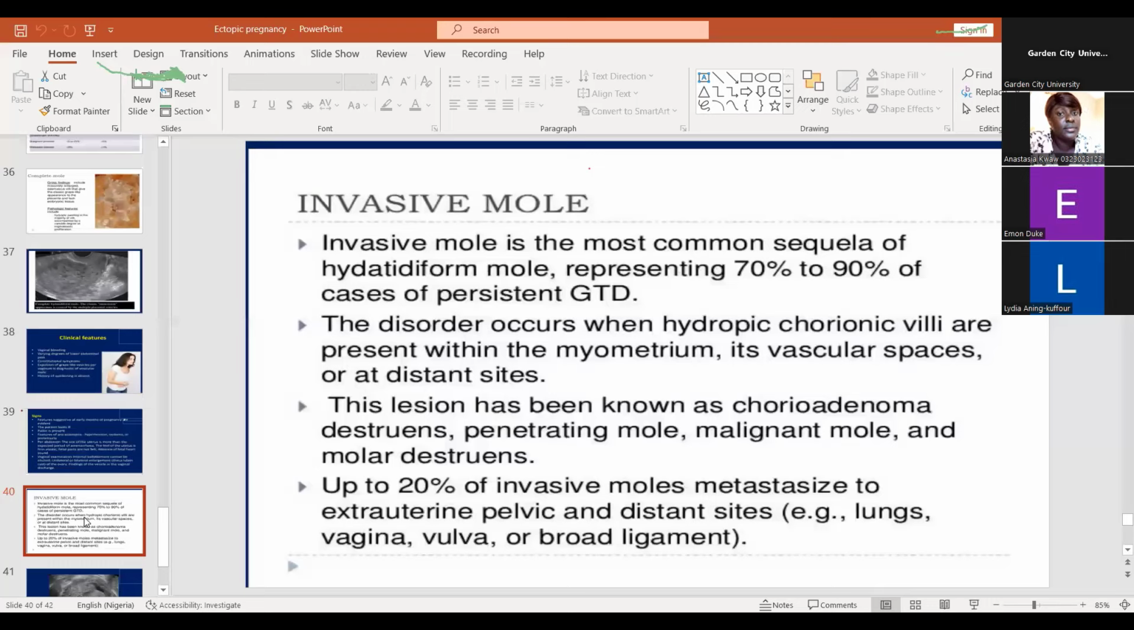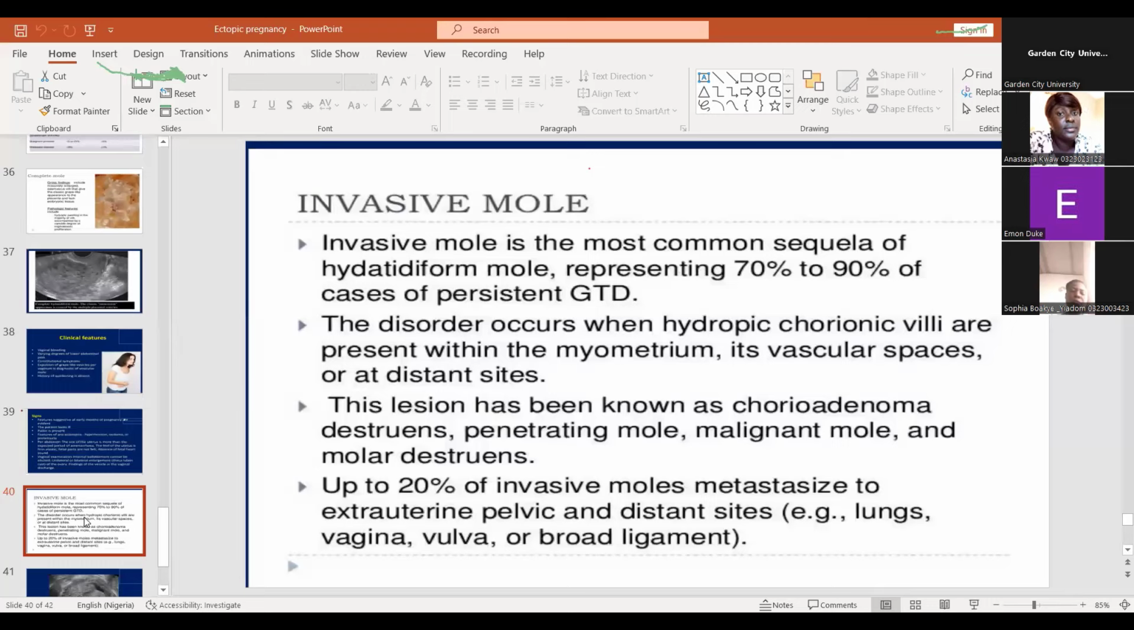This lesion has been known as chorioadenoma. Chorioadenoma. And anything that comes near that site, you know that it is carcinoma in character. Chorioadenoma destruens. It is cancerous. We are told it is a penetrating mole. It is a malignant mole and a molar destruens. Again, the other one said chorioadenoma destruens. This one says molar destruens. All of them are carcinoma in nature, whatever the Christian name they carry.